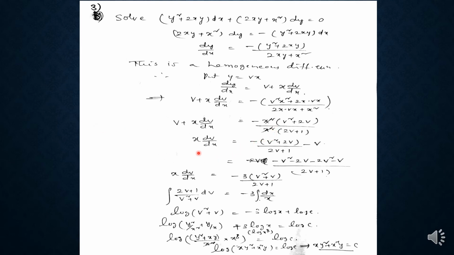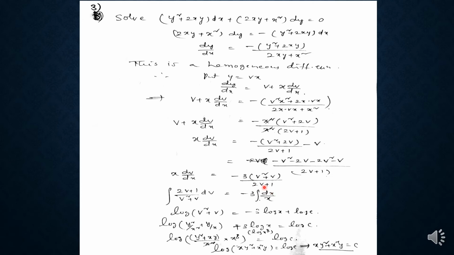By moving v to the right hand side, that becomes minus v. Now the LCM of these two terms is 2v plus 1. This can be written as minus of v square plus 2v, that is minus v square minus 2v, minus v into 2v plus 1, that is minus 2v square minus v by 2v plus 1. This can be written as minus v square minus 2v square, that is minus 3v square, minus 2v minus v, that can be written as minus 3v. So in these two terms minus 3 is common, so by taking minus 3 as common, minus 3 into v square plus v by 2v plus 1.